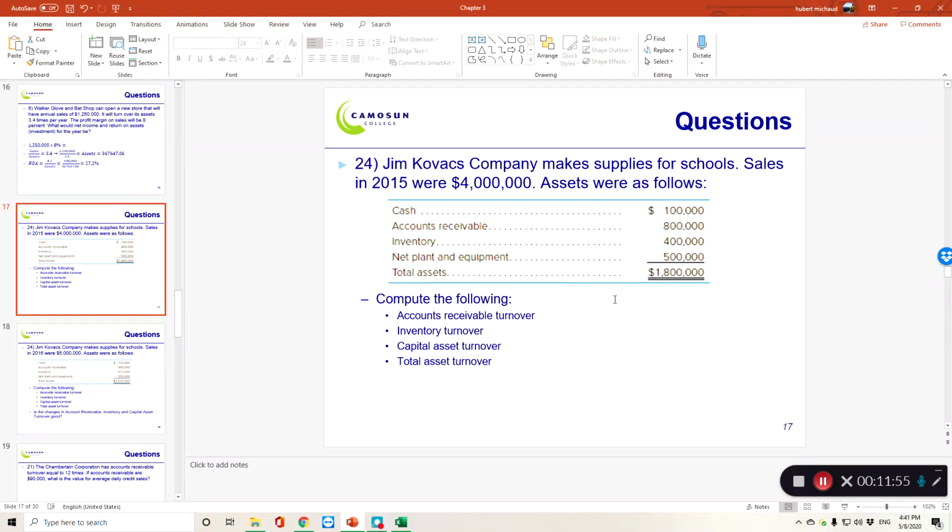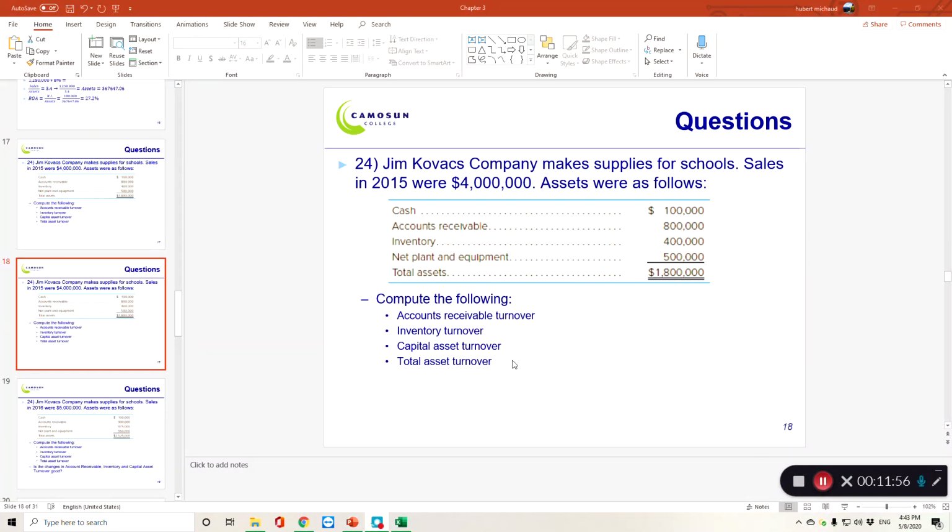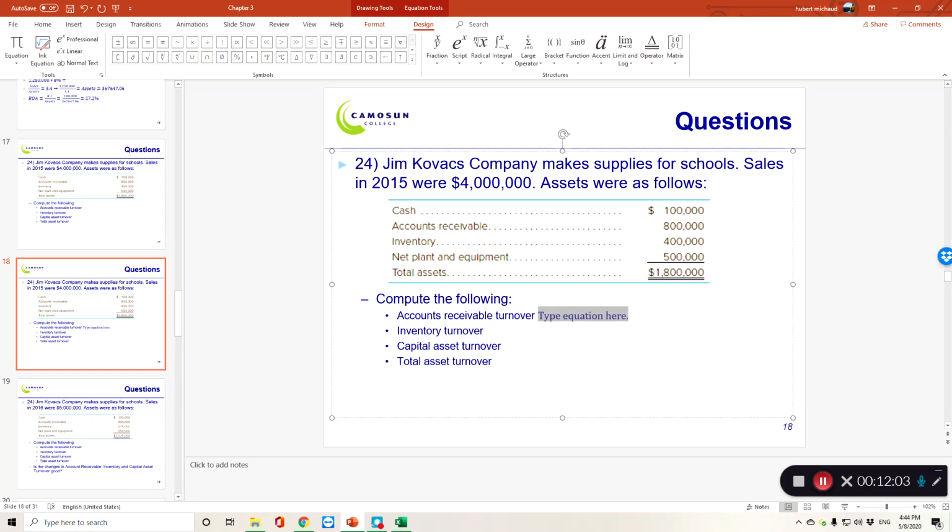Question 24, I'm going to do the solution. All of these are pretty straightforward. I don't think there's much here for me to do except say the answers really quickly.